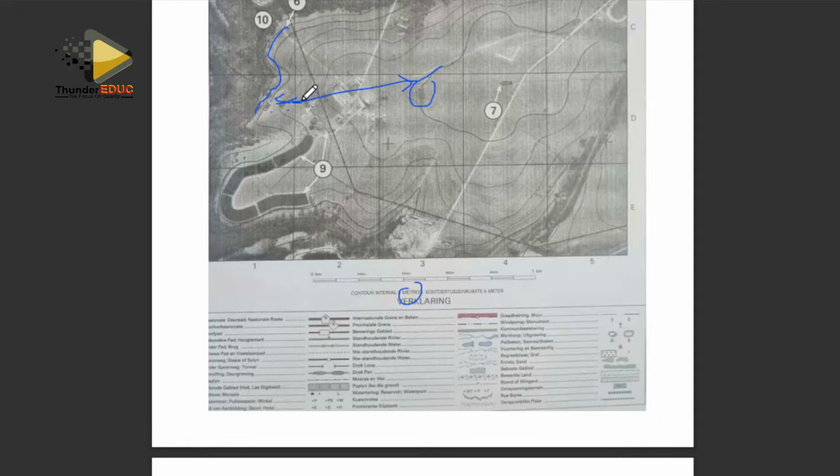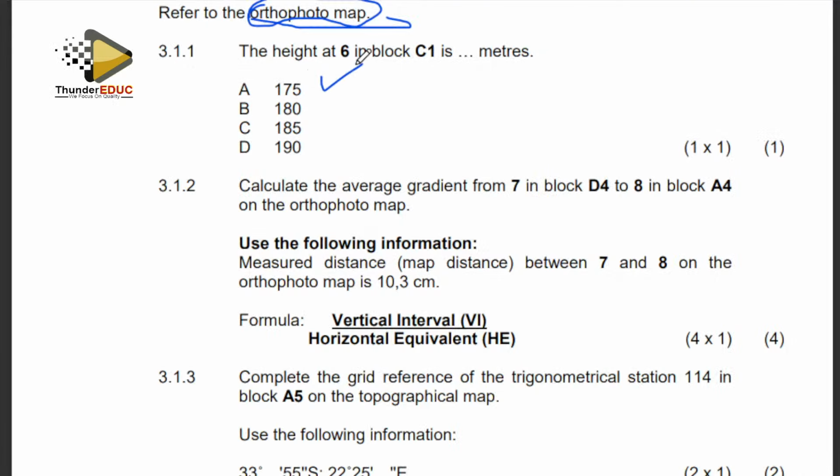So going up, you add 5 on each contour when you're coming this way. If you're coming down this way, you minus 5. If this is 200, then 200 minus 5 is 195, 190, 185, 180. Sorry, that means this one here, which is 6, becomes 175. So the option that I will take is 175.